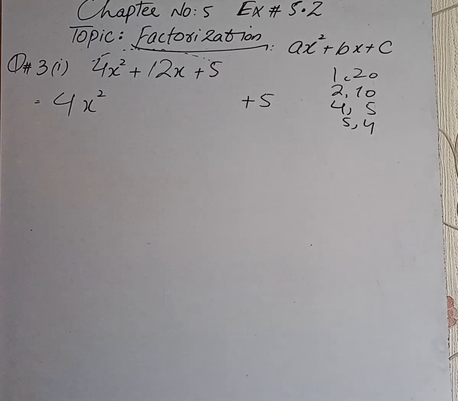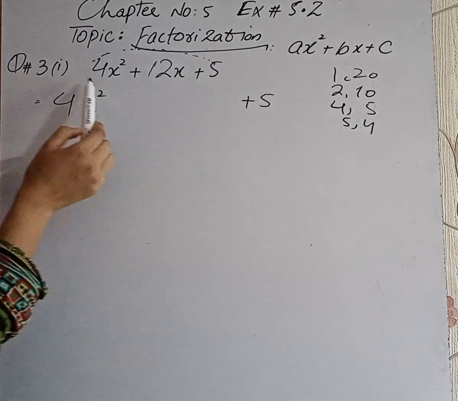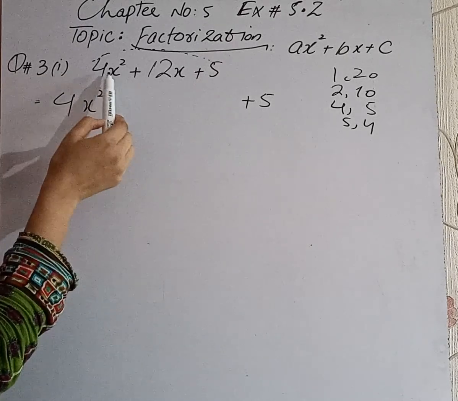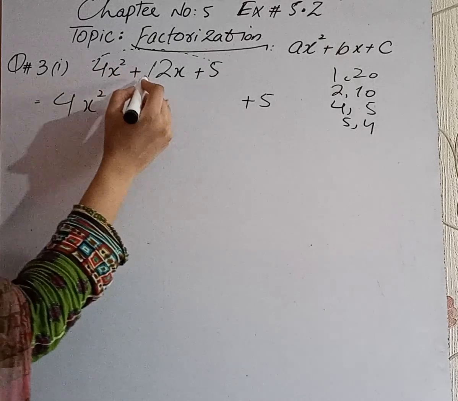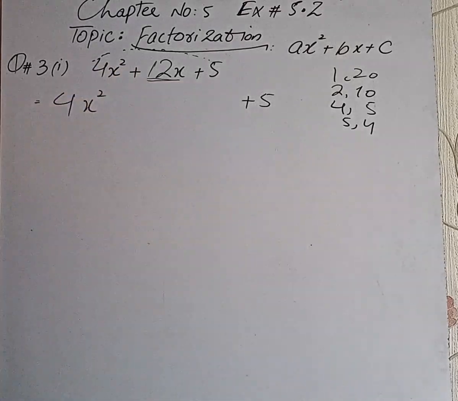So after this, first and last term we will write as it is, 4x squared and plus 5. The method that we are going to use here is the mid-term break method. Mid-term break means that the middle term, here 12x, we are going to break, and after breaking we will write two terms instead of this one term, and those two terms we will get from these pairs.